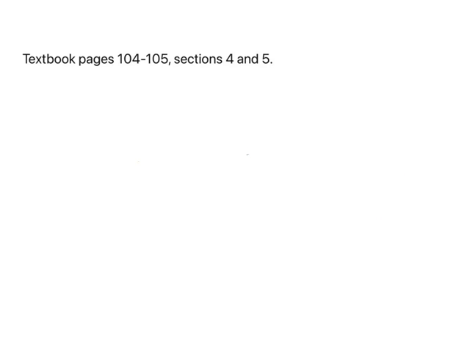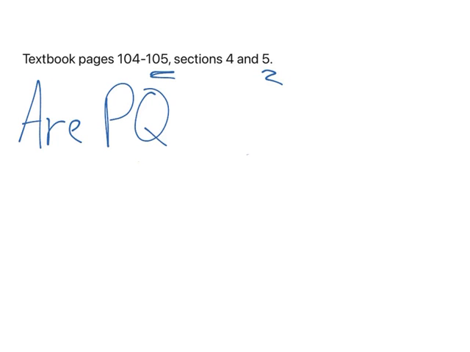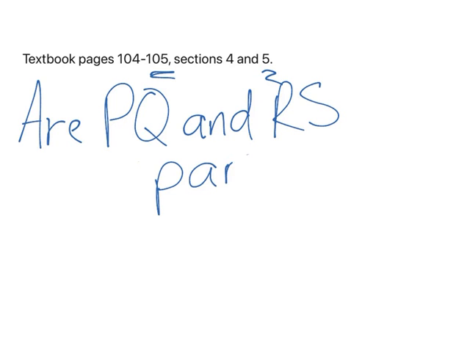Now, let's move on to something a little more challenging. On page 105, section 5, we are being asked to determine if P, Q, and R, S are parallel. So we're going to have to figure out, using the rules we know about corresponding, alternate, and interior angles, if these lines are parallel or not. So let's begin.